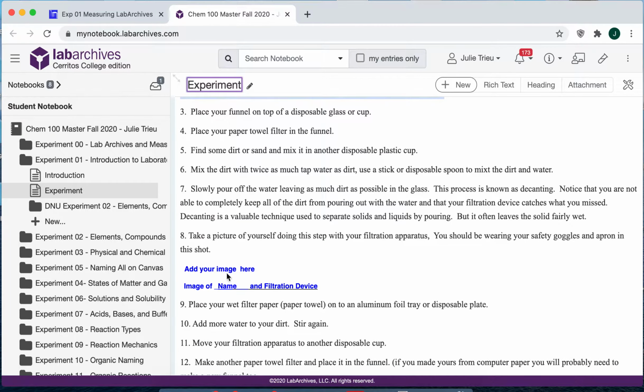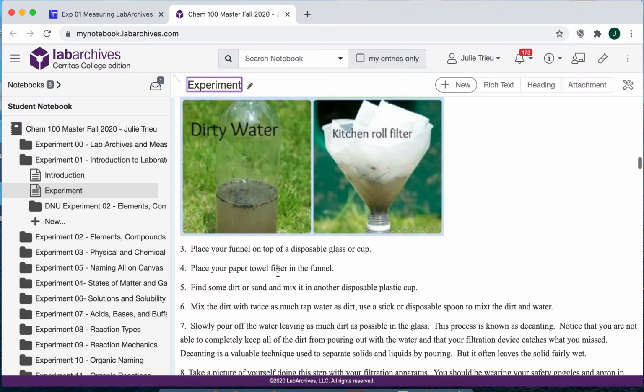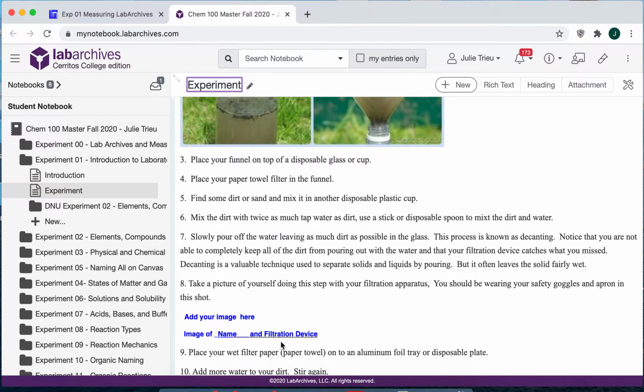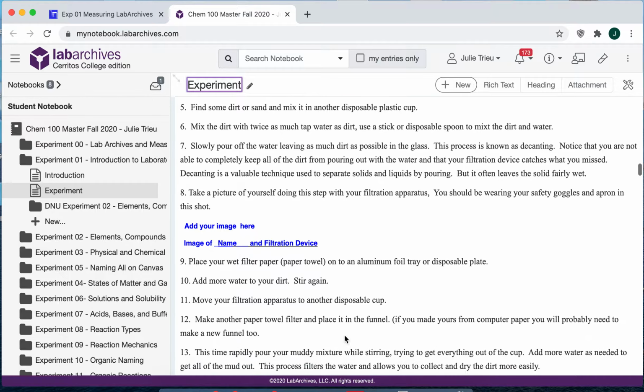And make sure you add an image of yourself, a picture similar to this, into this part of your report.